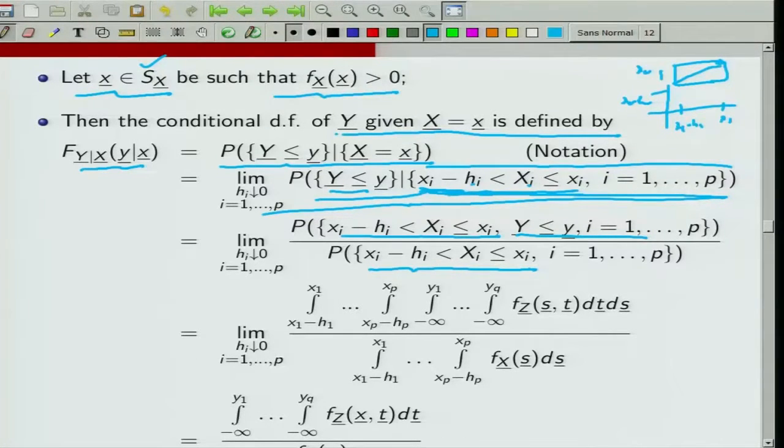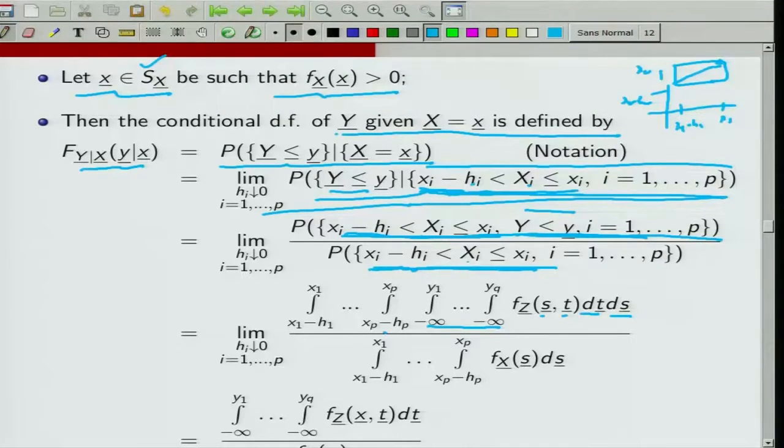Now, x is absolutely continuous. So, I can get this probability by integrating out the PDF in this region. The x i's are the first p components: x 1 minus h 1 to x 1, up to x p minus h p to x p, and the remaining q components are integrated from minus infinity to y 1, up to minus infinity to y q, of f z, s t, where the inner ones are y 1, y 2, y q, d t, d s, divided by again this.